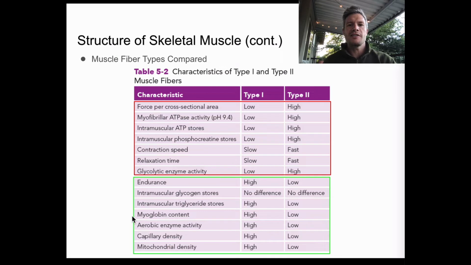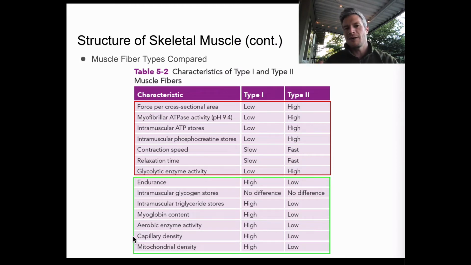Myoglobin is a new concept, but it's essentially a molecule that pulls oxygen from the capillaries to our mitochondria. So it's like the shuttle system for that. We see more of that within our muscle cells, in particular type 1 muscle fibers. We have more aerobic enzymes. So what does that mean?